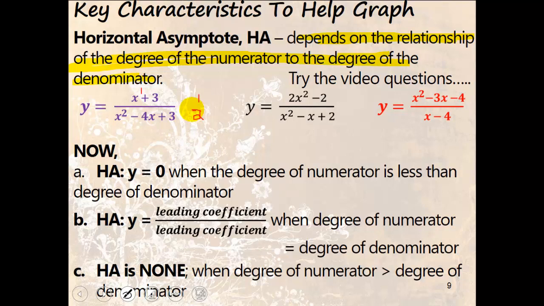All right, here my highest appearing exponent in the numerator is 2. My highest appearing exponent in the denominator is 2. My highest appearing exponent in the numerator here is 2. My highest appearing exponent in the denominator is 1. So I want you to take a minute and make sure that you can determine the degrees of the numerator and the denominator. Okay, so try the video questions.